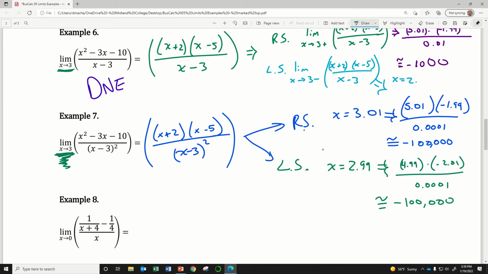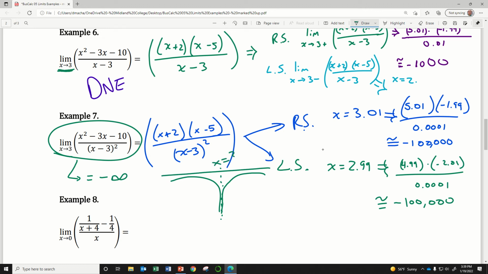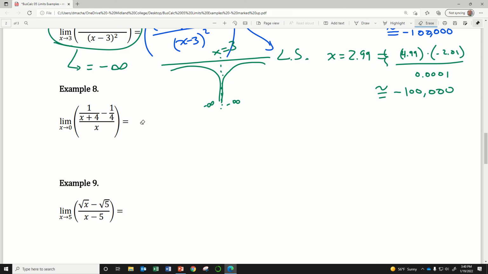And based on what I know about essential discontinuities in rational functions, I can assume, well, assume's not the right word for it, but I can sort of rationalize the idea that this two-sided limit, on both the right and the left side, is going to be equal to negative infinity. So whether I come in from the left side or from the right side, I'm going to have a vertical asymptote here at the point x equals 3, where my function on both sides is approaching negative infinity as I get closer and closer to 3. Okay, so that's example 7. Example 8.